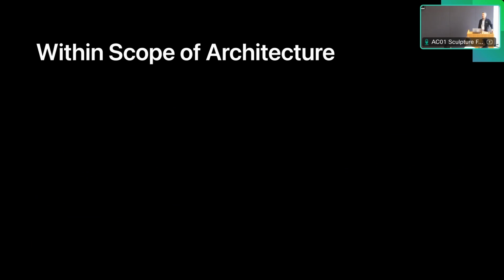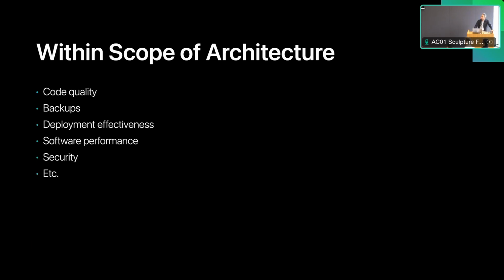And so for me, if I'm going to define architecture, what's the core of it? Maybe the definition would be thinking about how different components within a system interact with each other. But there's other things that I think are within the scope of architecture that might not be immediately obvious. A list of some of those things could be code quality, backups, deployment effectiveness, software performance, security, and so on.